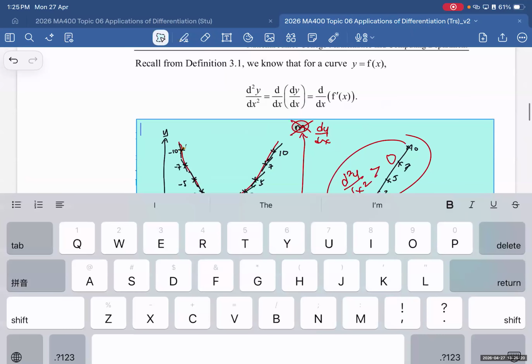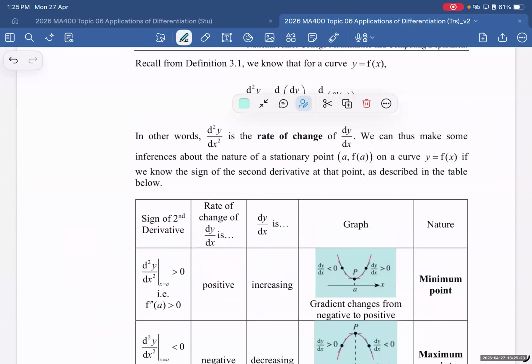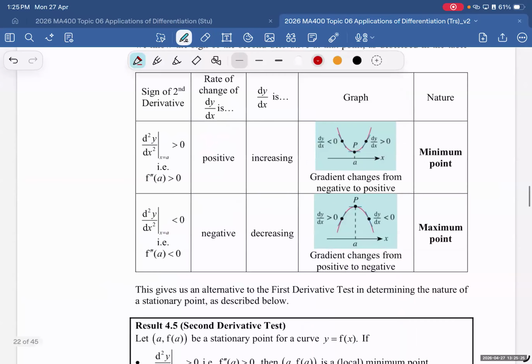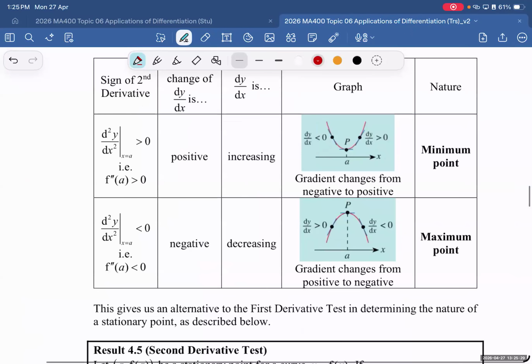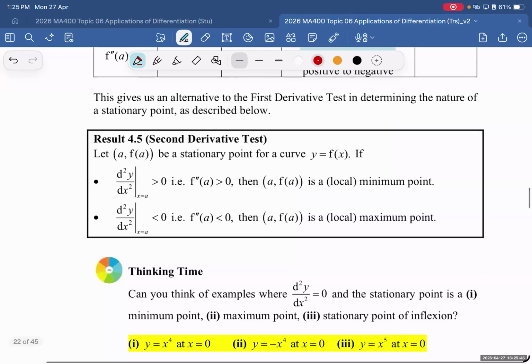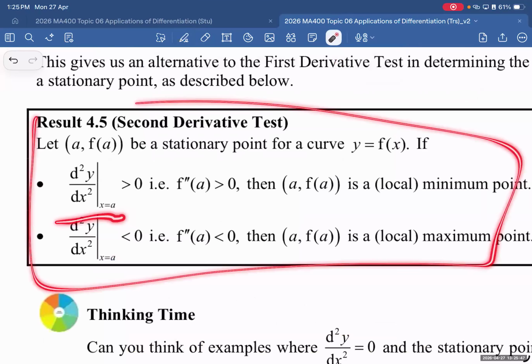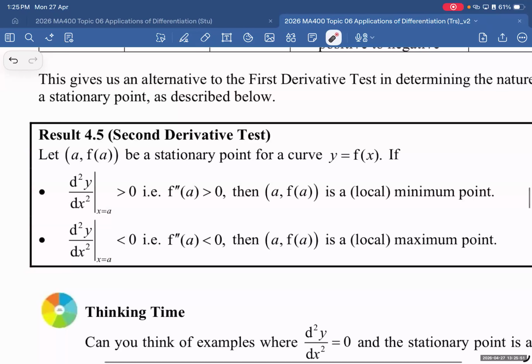Can you understand? Okay, so after that, you can see the other way around. So second derivative positive means minimum. Second derivative negative means maximum. Okay. So with that, I bring you to result 4.5. If the second derivative is positive, it is a minimum; if the second derivative is negative, it is a maximum. I hope I explained it to your understanding. If not, let me know. I can go through again.